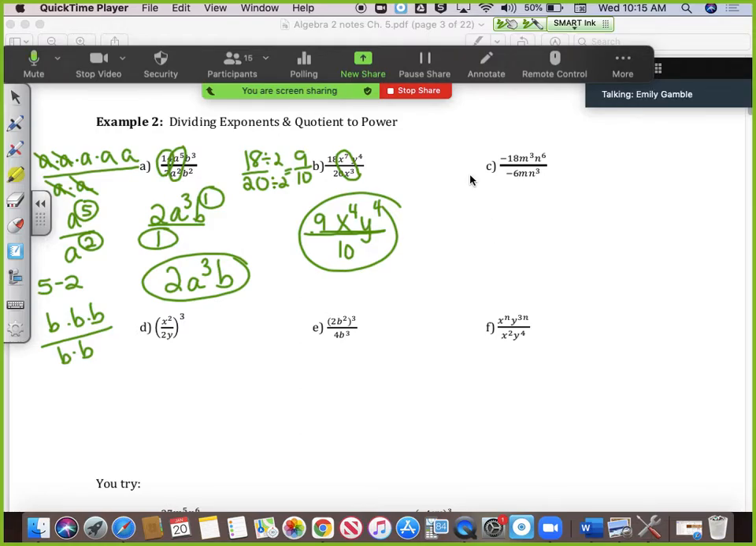All right, hopefully you're getting the hang of this. What I want you guys to do is try letter C on your own. Just be careful with the double negatives. But first, simplify the fraction coefficients, so the plain numbers, and then go ahead and use the quotient rule only for like bases. You have to use the quotient rule twice in this problem. So I'll give you a couple minutes to simplify that, and then we'll go over it.